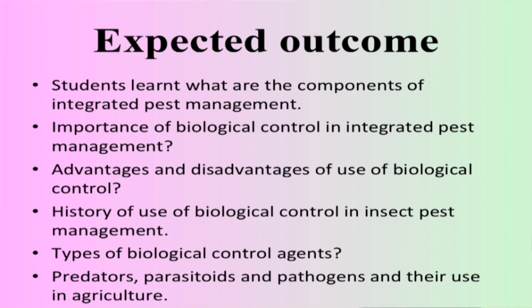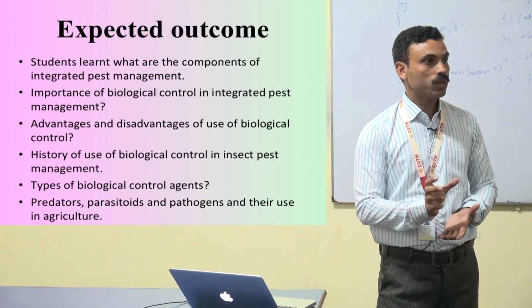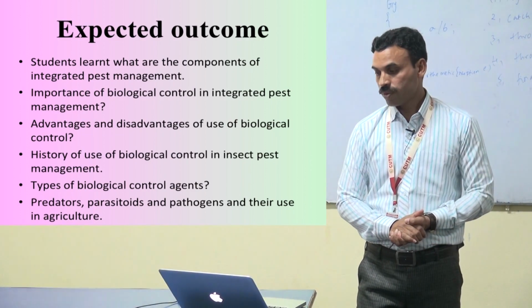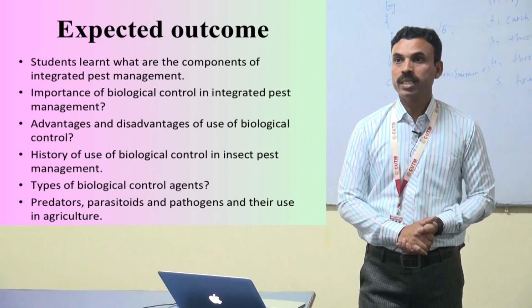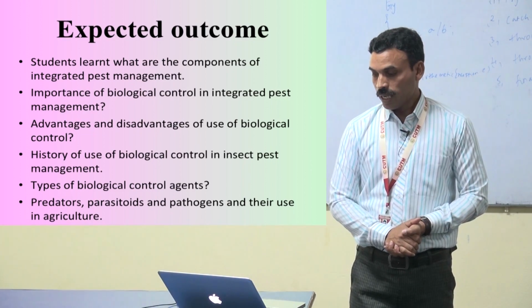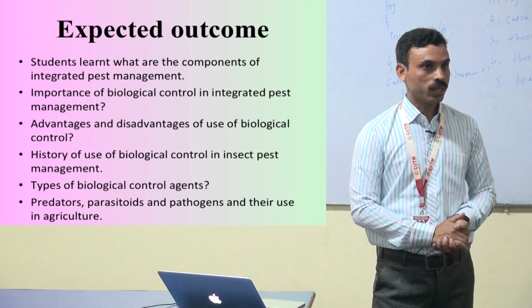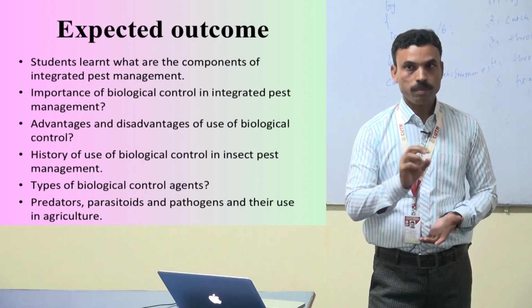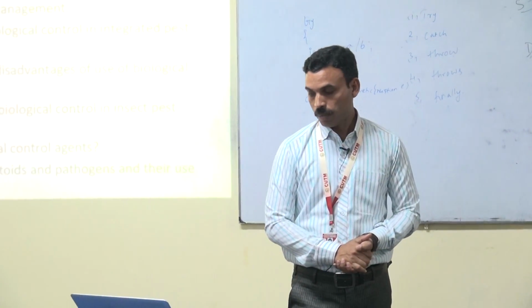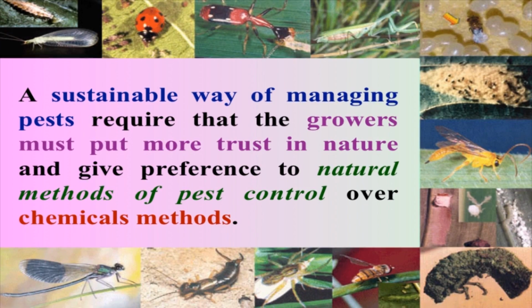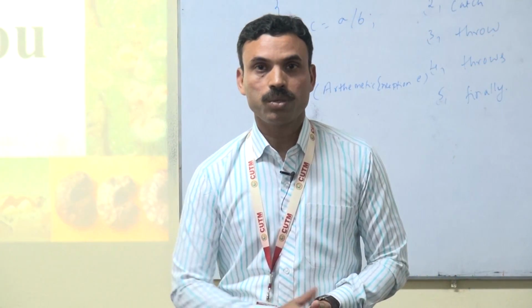Overall, what we have learned today is what a biological control agent is, what the components of integrated pest management are, the advantages and disadvantages of biological control agents, a small brief history of biological control, and a brief introduction to the subject, like predators, parasitoids and pathogens. Overall, a sustainable way of managing pests requires that growers put trust in nature and give preference to natural methods of pest control over chemical control. Thank you very much.